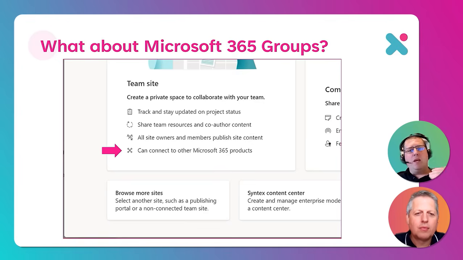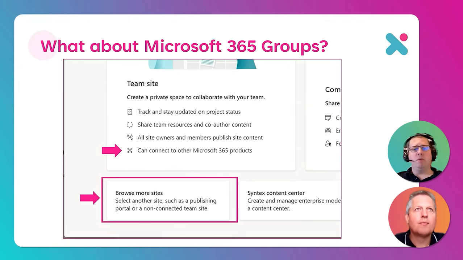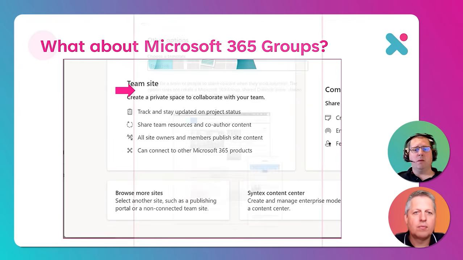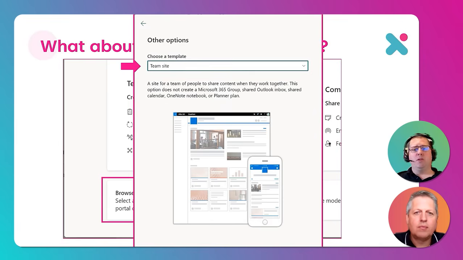Now, if I'm looking at a filing scenario where my principal driver is around document management, and that may be document management across multiple groups in the organization, and there may be some slightly more intricate permissions that I need to consider, then getting this Microsoft 365 group is an overhead that we don't really want. So actually what we're going to do instead is look to create a team site with no Microsoft 365 group. The way we do that is we click on that option that says Browse More Sites. And then we can see this option for team site.